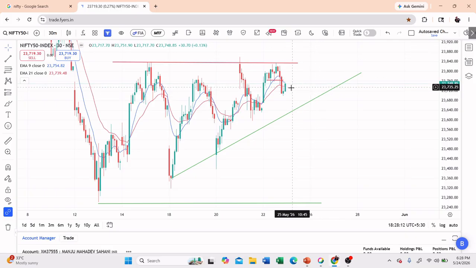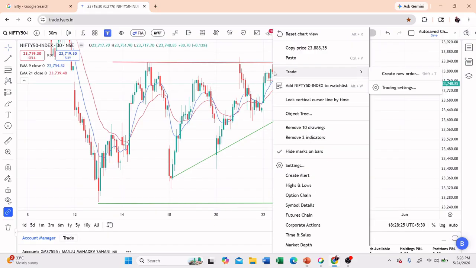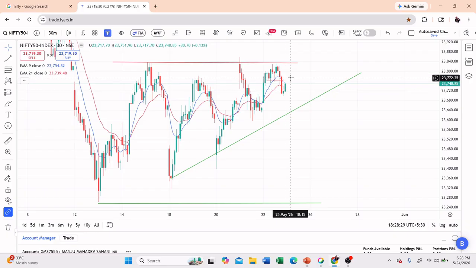So the resistance remains the same, but the lows have started rising, as you can see here. This is a very simple clue, because it tells us the institutions are accumulating positions here. Weak hands keep selling near resistance, but the smart money keeps buying the dips. Now we have seen how we have drawn the pattern.